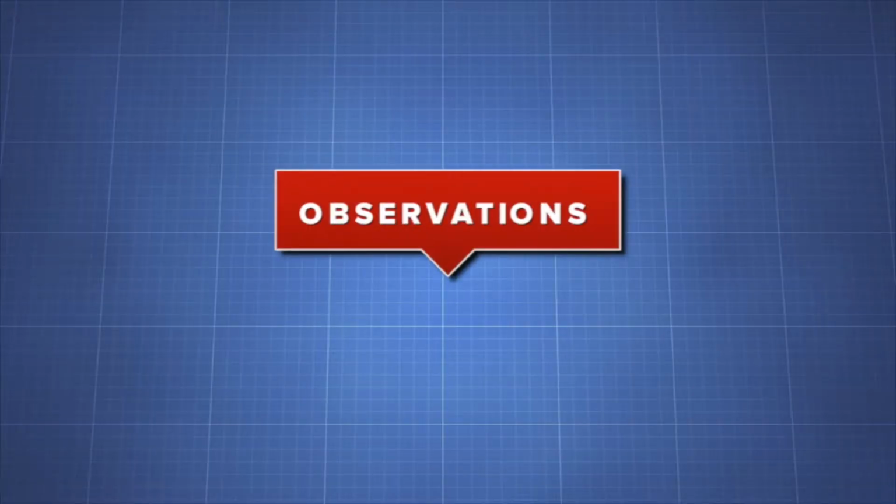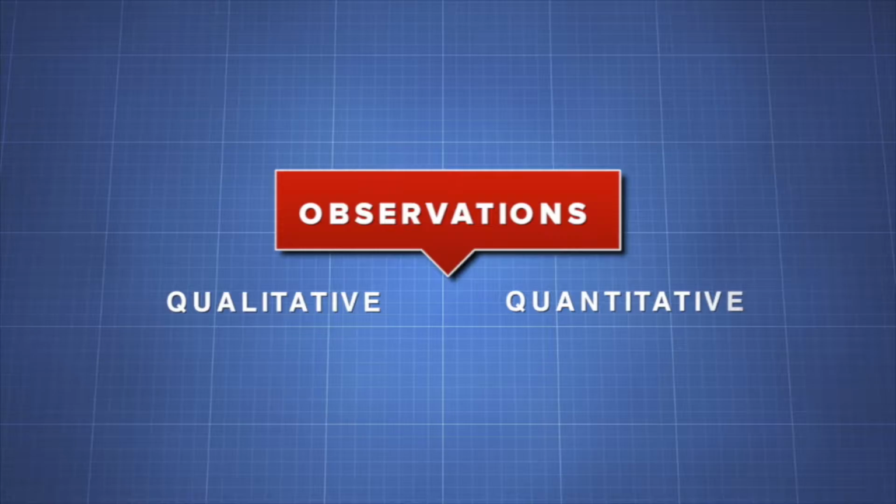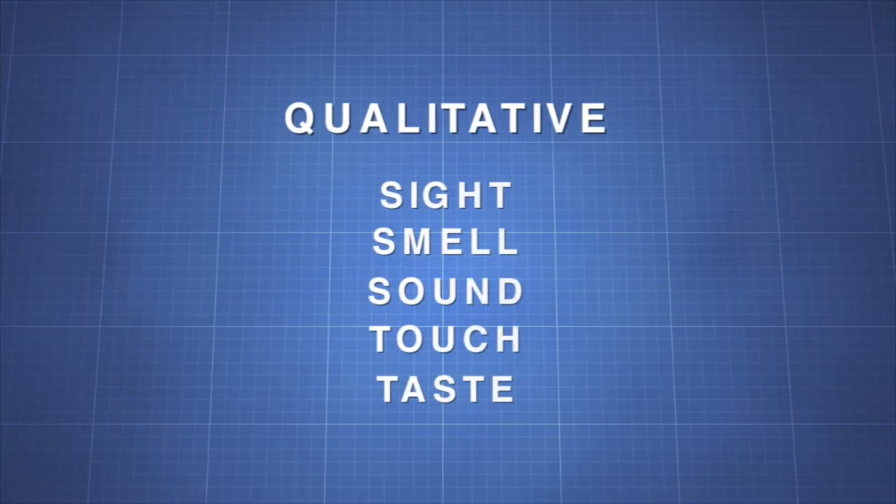An experimenter can make two main kinds of observations, qualitative and quantitative. Let's start with qualitative observations. These kinds of observations are those that you make with your five senses: sight, smell, sound, touch, and taste. Unless a taste test is part of the experiment, taste is not generally used for observation.